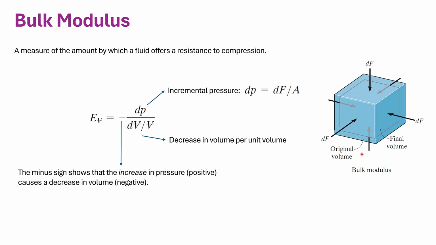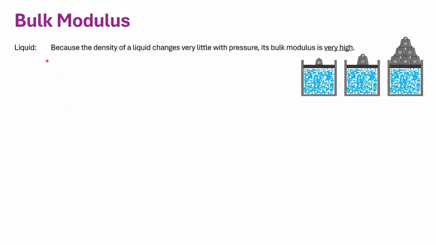And let's see what this figure is showing us. There is a cube in which force is applied on all sides, and as a result you can see that the final volume is less than the original volume. Typical units for bulk modulus are Newton per meter squared or Pascal. For a liquid, because the density of a liquid changes very little with pressure, its bulk modulus is very high.